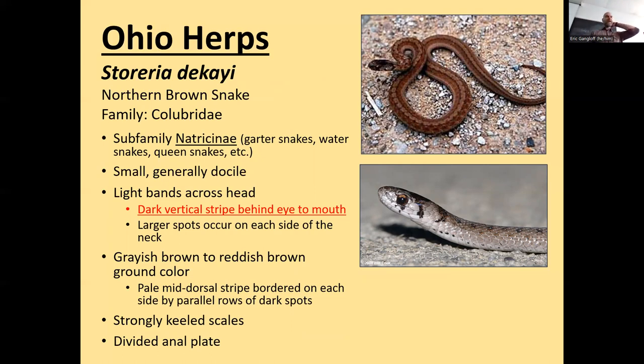This is in the family Colubridae. So remember, that's the really large family of snakes. And specifically in this family, they're in a subfamily that's called Natricinae. And this subfamily includes some really, really common snakes. Garter snakes, water snakes, queen snakes, grass snakes, et cetera, are all in this subfamily. And so a lot of the species that we'll see are in this subfamily. Garter snakes are probably the most common snake around. The two species that we find down in the Delaware Run, the northern water snake and the queen snake, are in the same subfamily.